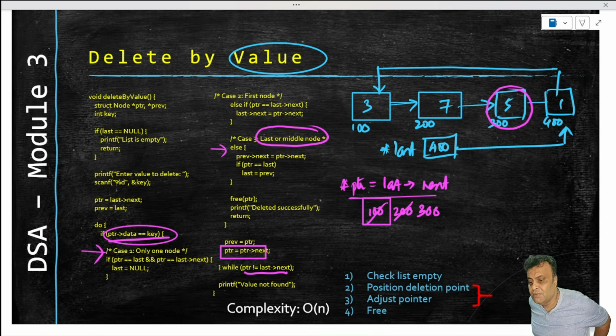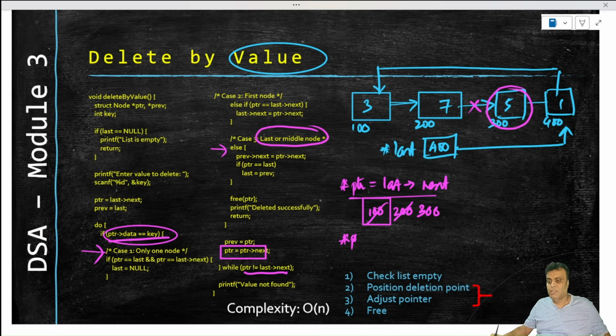It says previous arrow next is equal to pointer arrow next. Now what are we trying to do? We are trying to remove this link. So if we are trying to remove this link, we are also storing something as previous. So we need to take that variable also. Previous is also a pointer.